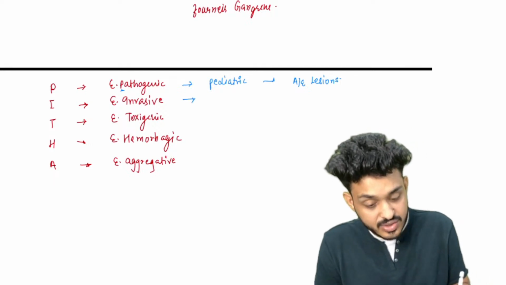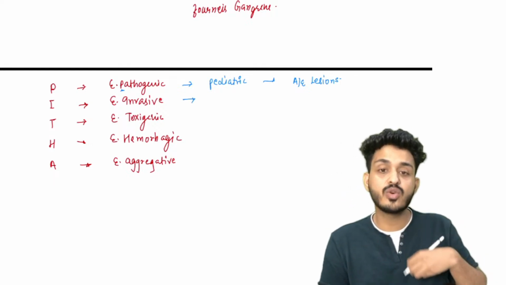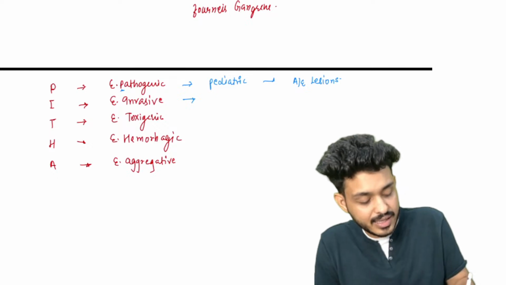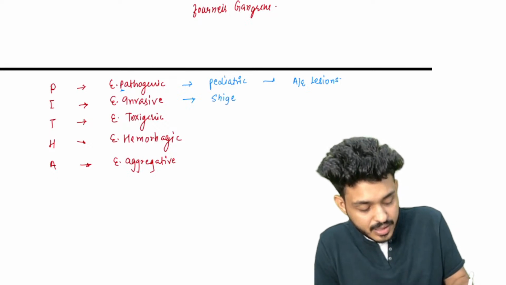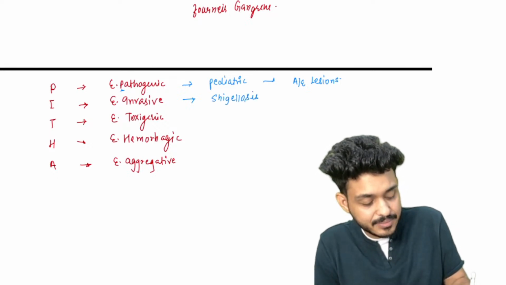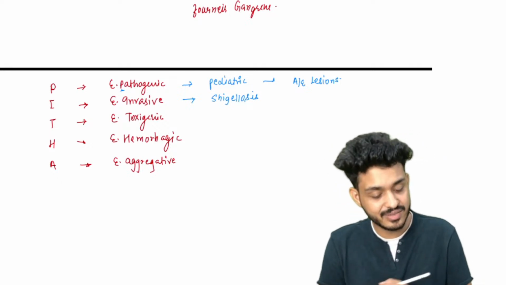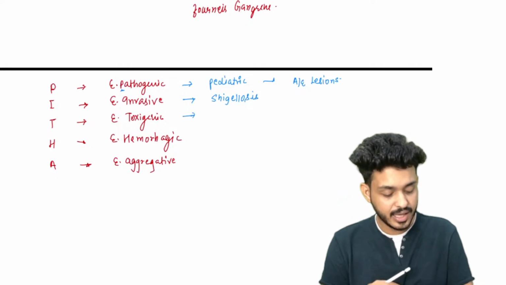Next one is your enteroinvasive. Invasive means what? It is going into your blood vessel, right? When it goes to your blood vessel, it will be causing symptoms like shigellosis.